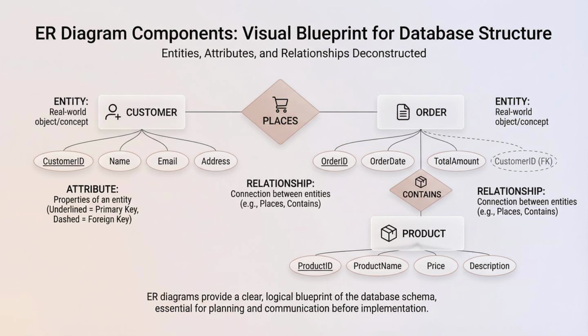Finally, relationships define how entities interact. For example, a customer places an order, and an order contains a product. These interactions are represented by diamond shapes like places and contains. Together, an ER diagram uses these entities, attributes, and relationships to provide a clear, logical structure for our database. This blueprint is vital for planning, communicating design, and ensuring data integrity before any actual implementation begins.